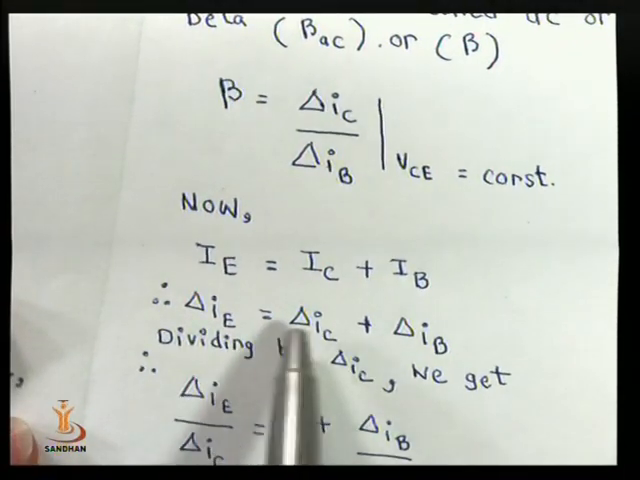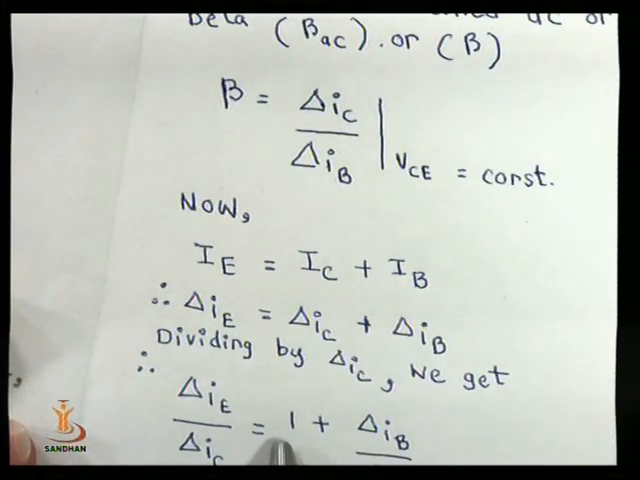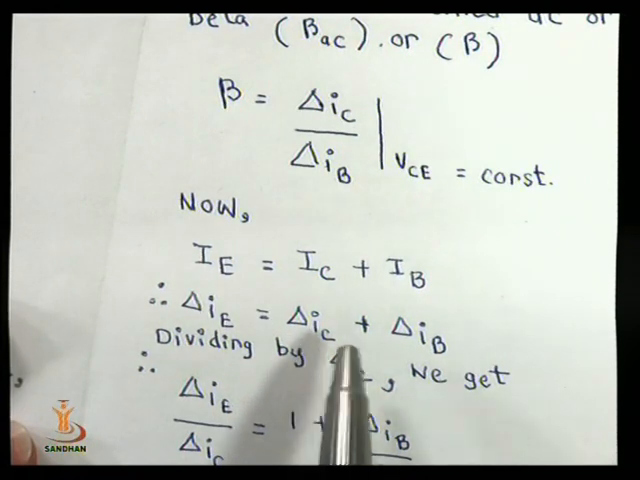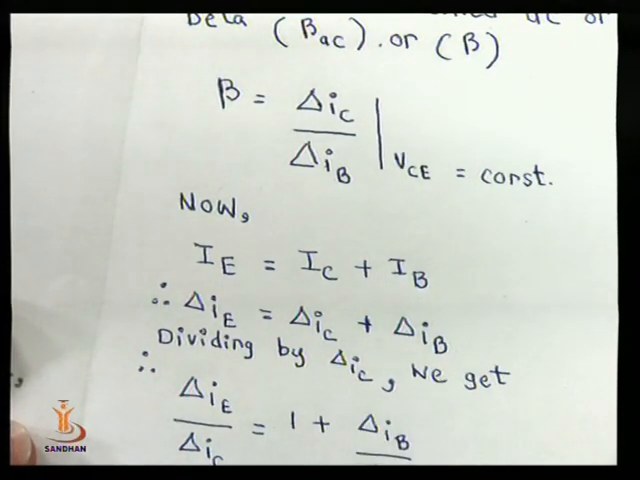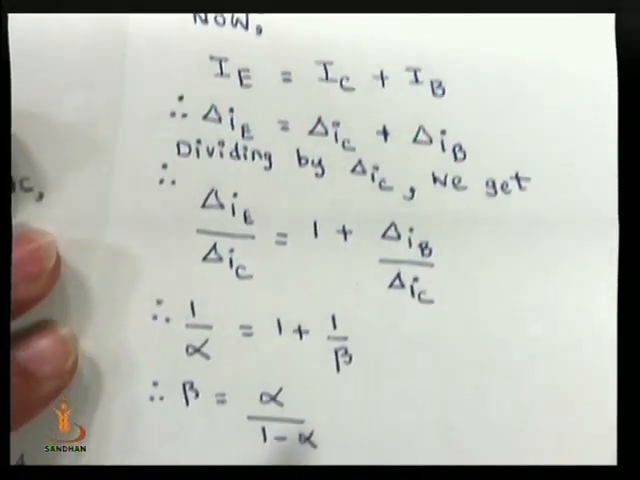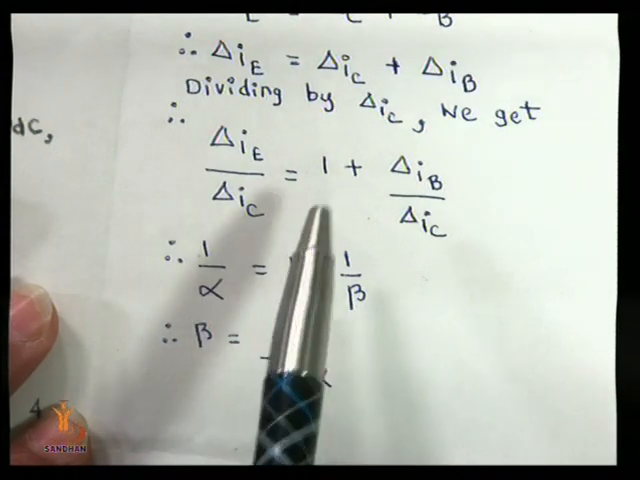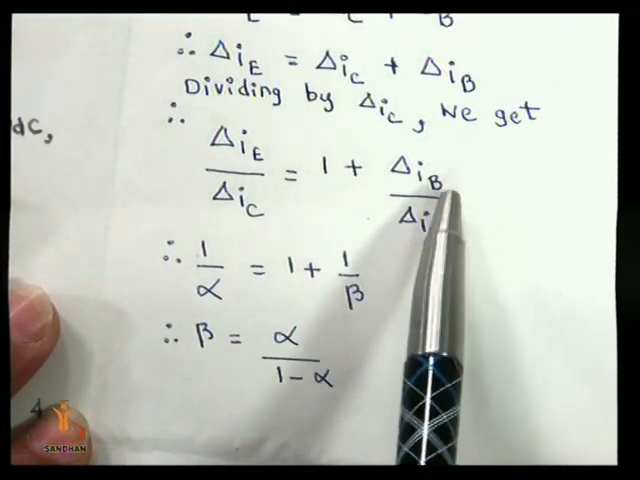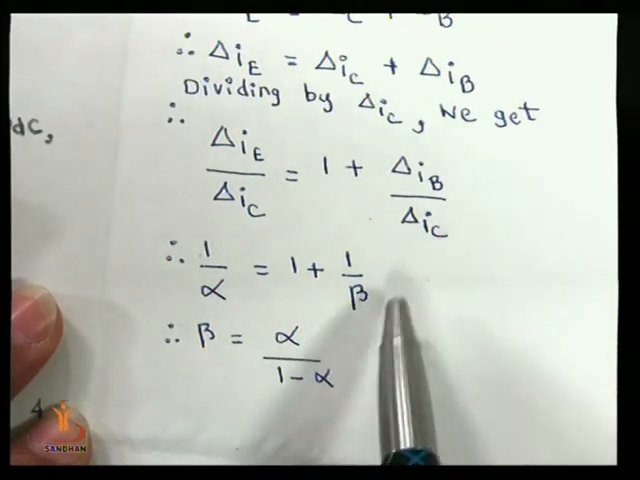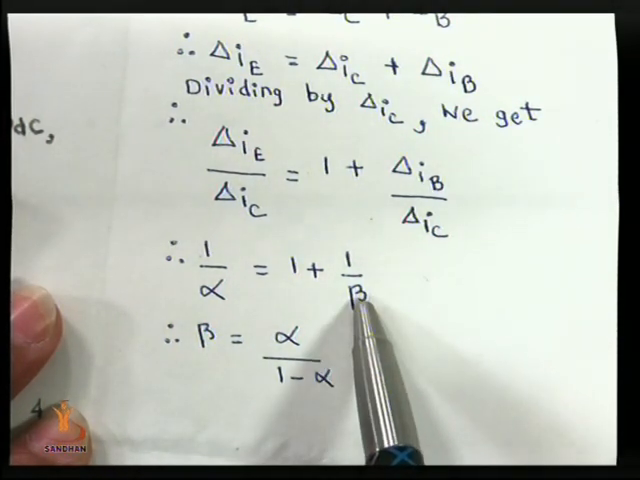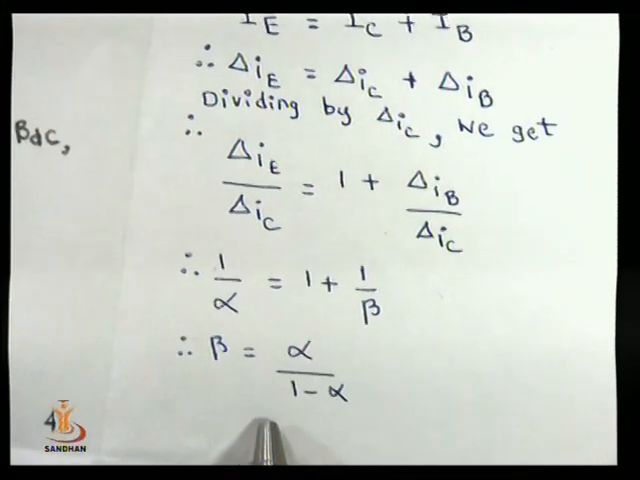If you try to write down del IE equals del IC plus del IB, now dividing all these three terms by del IC, we get del IE upon del IC equals del IC divided by del IC, that is 1, plus del IB divided by del IC. But del IE upon del IC is 1 upon alpha, 1 as it is, and del IC upon del IB is beta, that's why del IB upon del IC is 1 upon beta. So writing the equation, beta equals alpha upon 1 minus alpha.